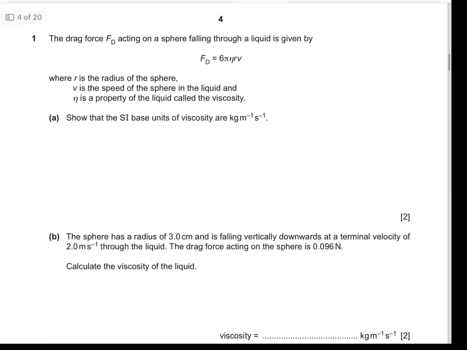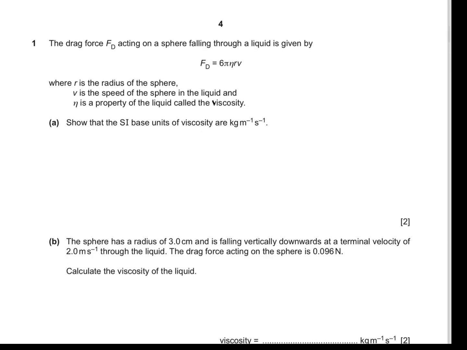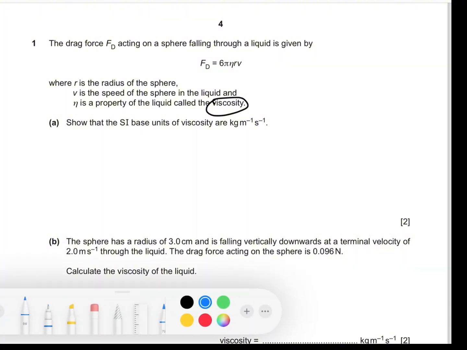Starting with question 1, where the drag force acting on a sphere falling through a surface is given by 6 pi multiplied by the viscosity, viscosity and the radius of sphere multiplied by the speed of the sphere.